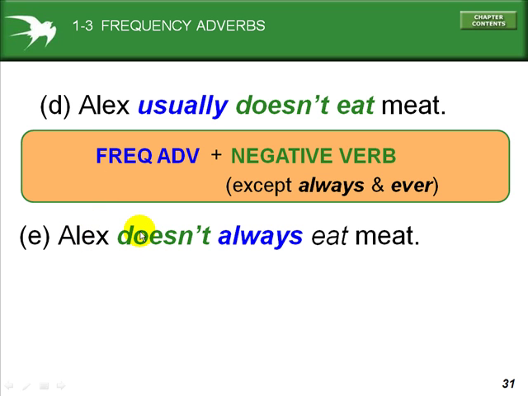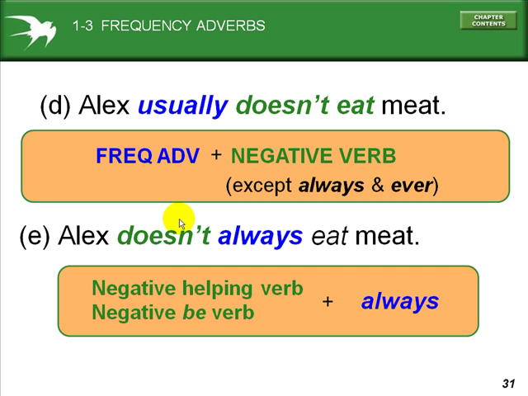Alex doesn't always eat meat. This construction uses a negative helping verb. The helping verb is does. In the negative, it's doesn't. Or the negative of the be verb. Then the frequency adverb.